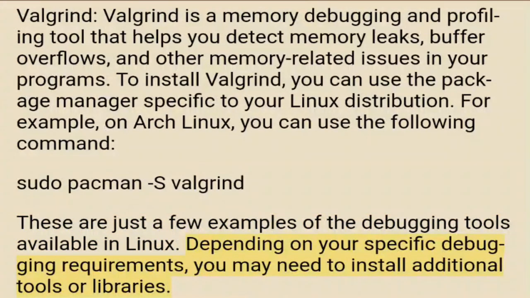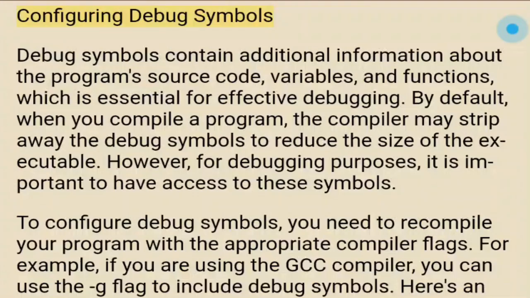Depending on your specific debugging requirements, you may need to install additional tools or libraries. Configuring debug symbols. Debug symbols contain additional information about the program's source code, variables, and functions, which is essential for effective debugging. By default, when you compile a program, the compiler may strip away the debug symbols to reduce the size of the executable. However, for debugging purposes, it is important to have access to these symbols.